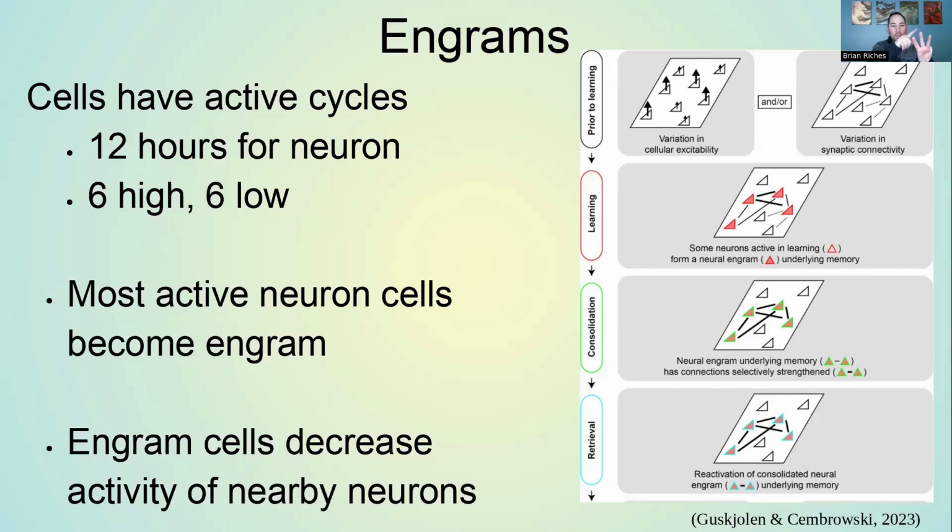Right? So the most active neuron, this one here in the middle, that's in its peak of high activity, that one will become part of the memory. Even if all three of these are part of the experience you have, only the one that is the most active will become that memory. So engram cells decrease the activity of nearby neurons as well when it is replaying that memory.